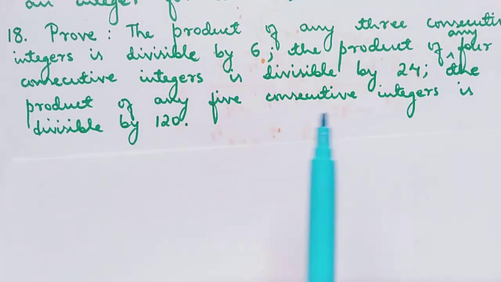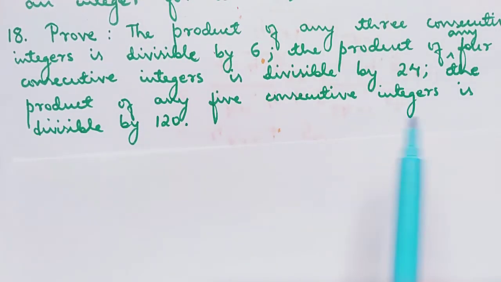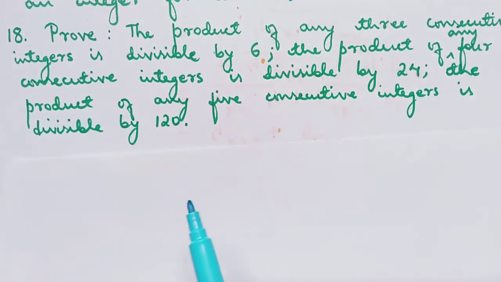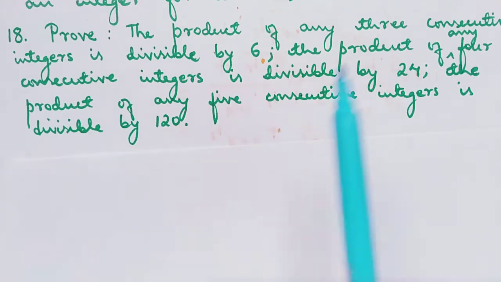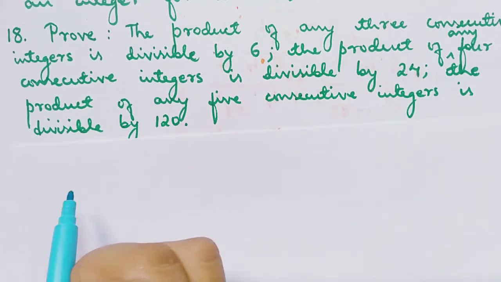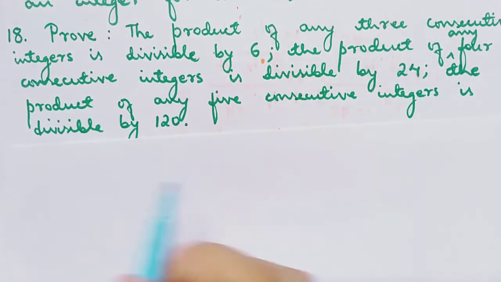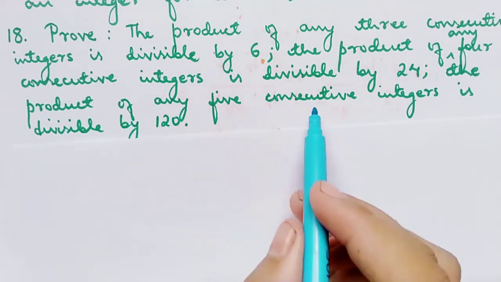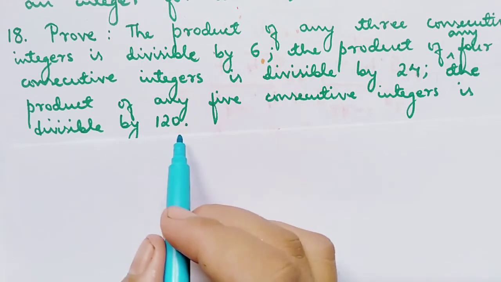In this video, I'm going to continue the third part of question number 18. For that, we have to use mathematical induction and the second part of question 18. So let us come to the solution of the third part. Here we have to prove that the product of any 5 consecutive integers is divisible by 120.